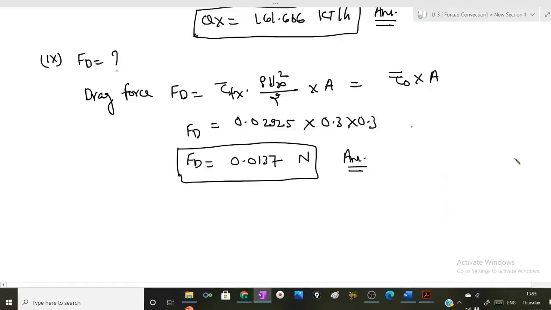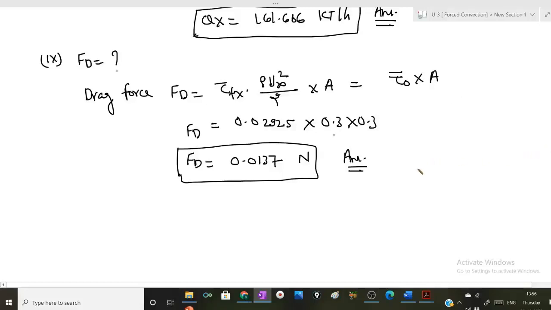Now what is happening? The flow is taking place over one side of the flat plate only. So only the upper surface area will come into the picture. Had the flow been taking place over both sides of the plate, that is top surface as well as bottom, in that condition area will be twice, that is twice of 0.3 by 0.3.